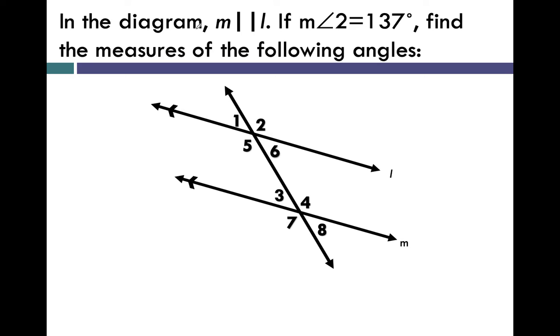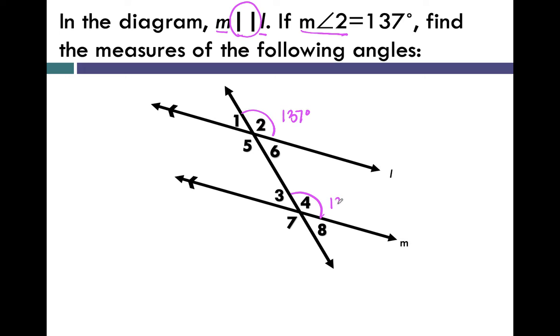In the diagram, line M is parallel to line L. If the measure of angle 2 equals 137 degrees, find the measures of the following angles. This is enough information to help you find all other 7 angle measures. If you take a look at angle 2, we know that there are several other angles that also equal 137.